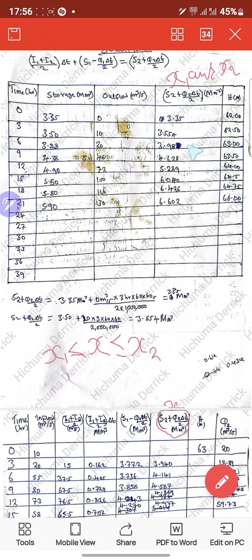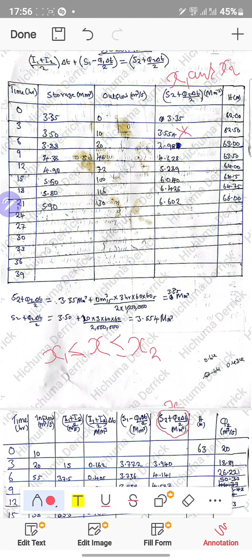Those figures are 3.55, because 3.55 is less than 3.9. So we have 3.55, this value here, and the 3.98. So this figure here is in between these two, and it satisfies this condition. Then we can do linear interpolation. And these two values here are coupled with the y values. You will understand very, very well when I start explaining on the graph.